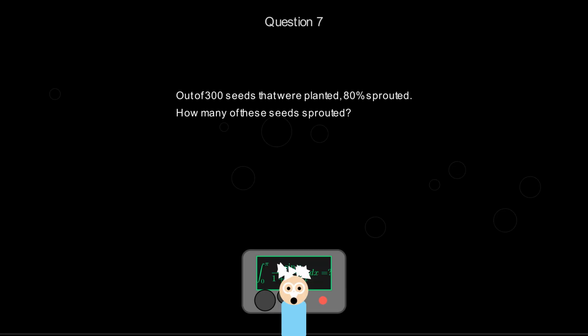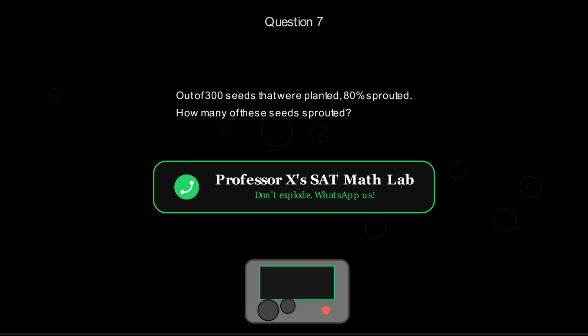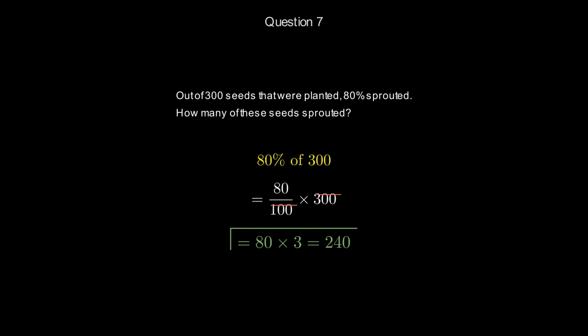We are told that out of 300 seeds planted, 80% sprouted, and we need to find the total number of sprouted seeds. To find 80% of 300, we write it as the fraction 80 over 100 multiplied by 300. We can simplify this easily by cancelling out the 2 zeros in the denominator with the 2 zeros in 300. This leaves us with a straightforward multiplication 80 times 3, which gives us exactly 240. So 240 seeds sprouted, making 240 our final answer.